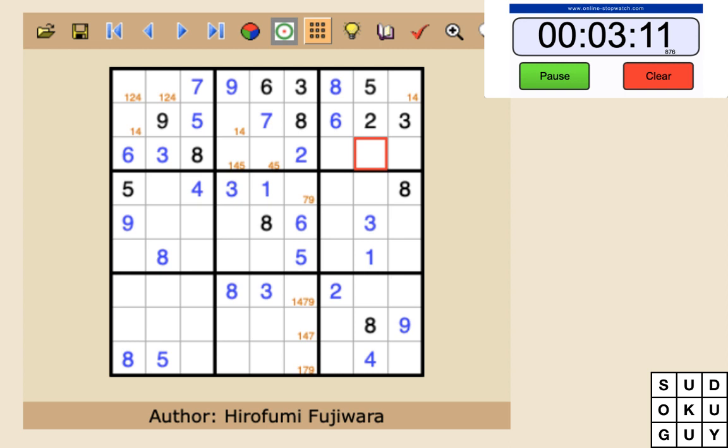Now this row is missing 1, 4, 7, 9. Okay. Only a place a 2 can go in that row. And that forces the 2 up here. Not a 1. A 2.